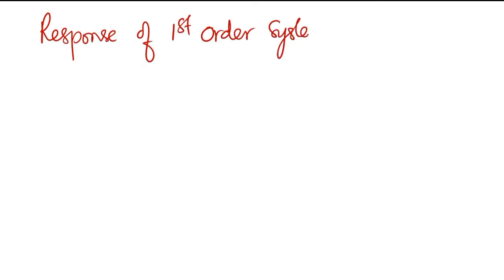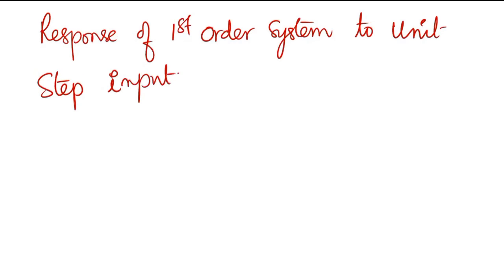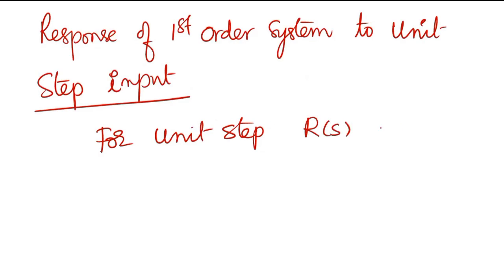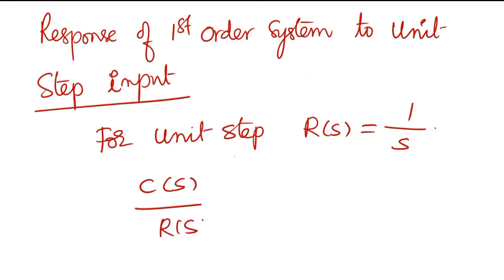Now, the response of a first order system to a unit step input. You know that for a unit step, its Laplace transform R of s is equal to 1 by s. So, consider the general form of the transfer function of the first order system, C of s by R of s is equal to 1 by s tau plus 1.